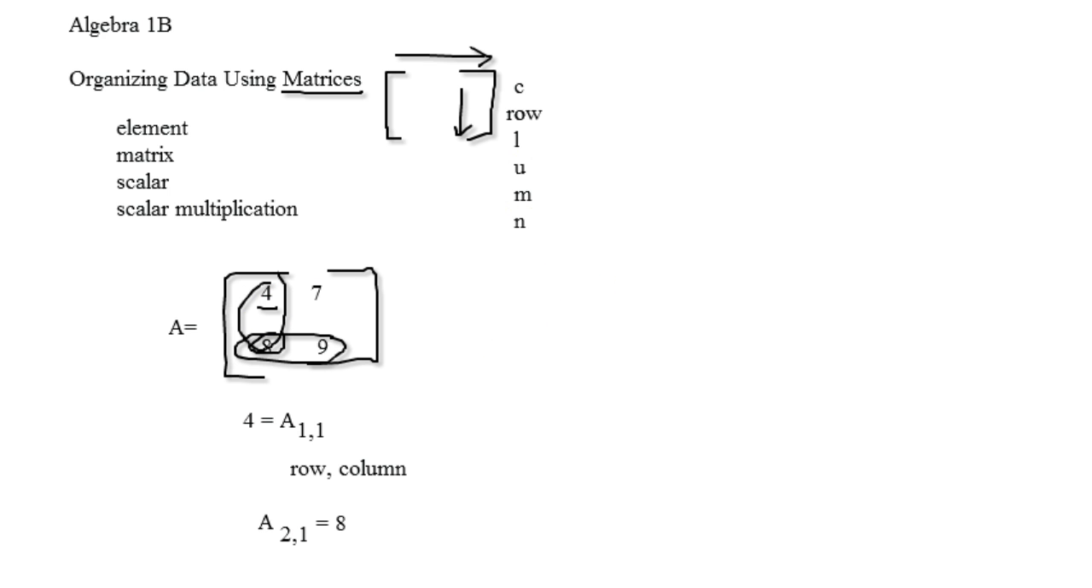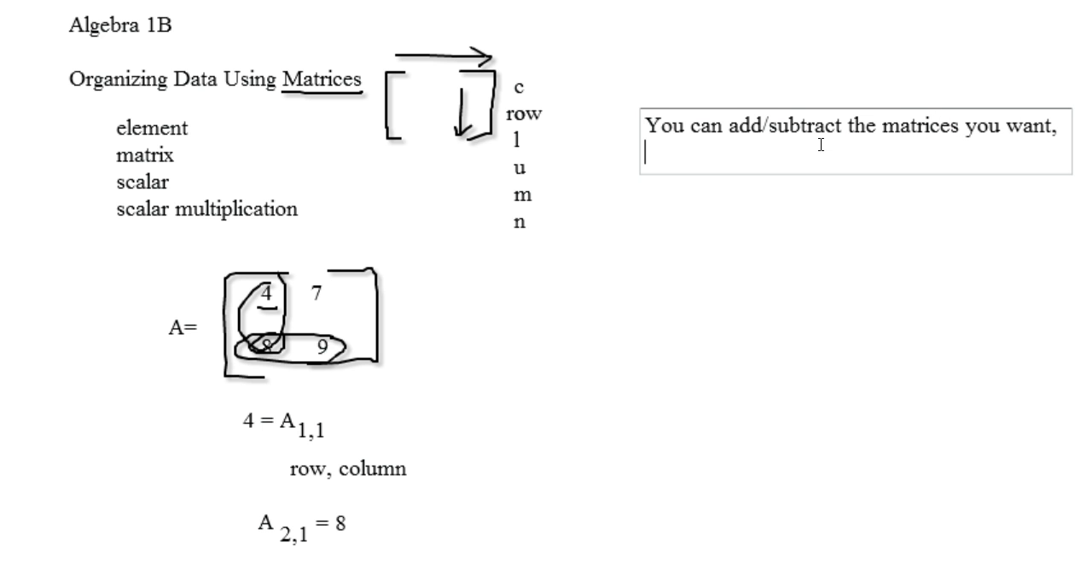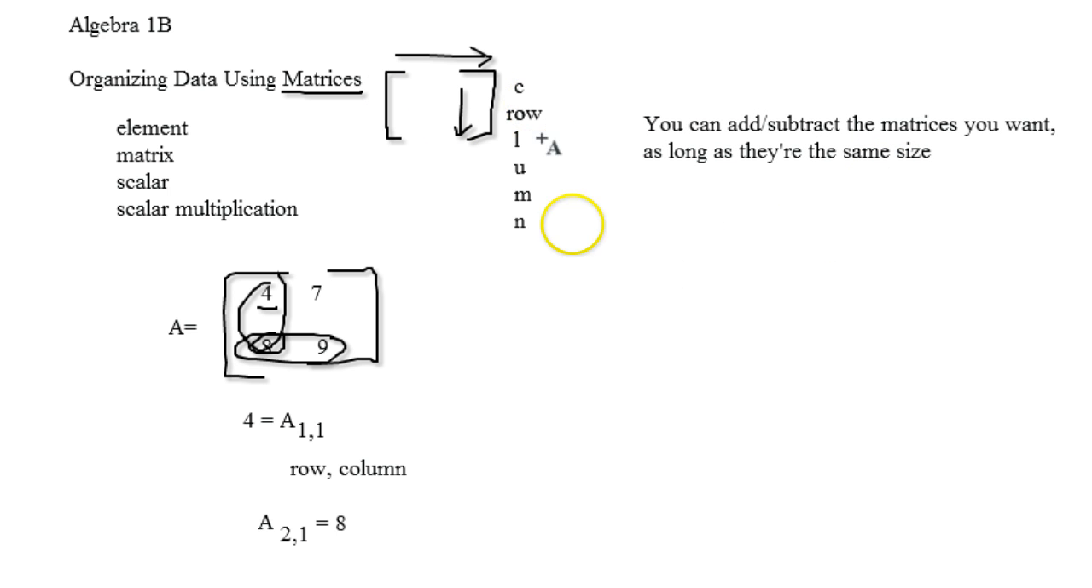Now that we have all these kinds of orders, can we do some operations with them? Yes, you can. You can add or subtract the matrices you want, as long as they're the same size. So as long as they have the same number of rows and the same number of columns, you're okay. Adding and subtracting.